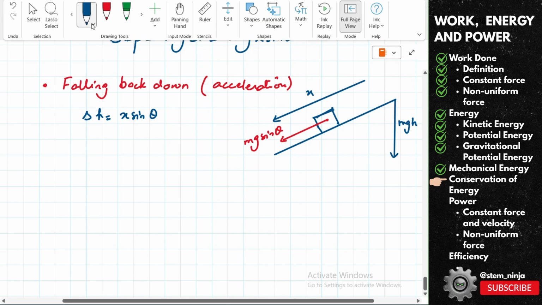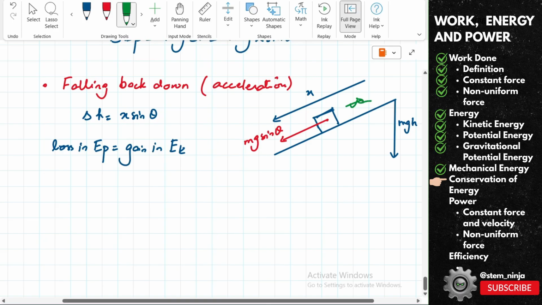Okay, so in this case, the loss in potential energy is equal to the gain in kinetic energy. Again, we have already done the derivation in the previous video, but just to go through that again, just as a recap, there is no force going this way, right?